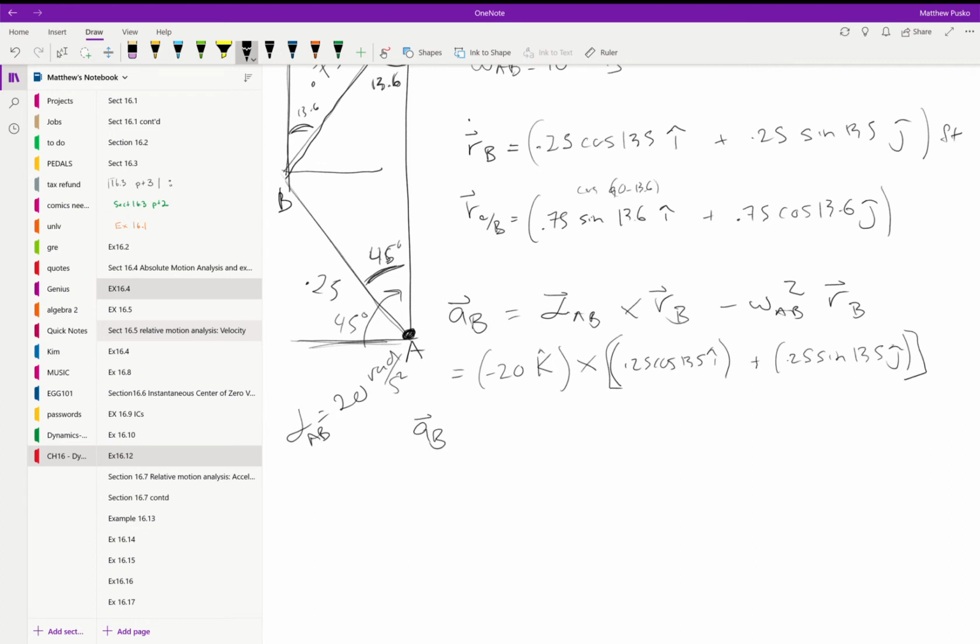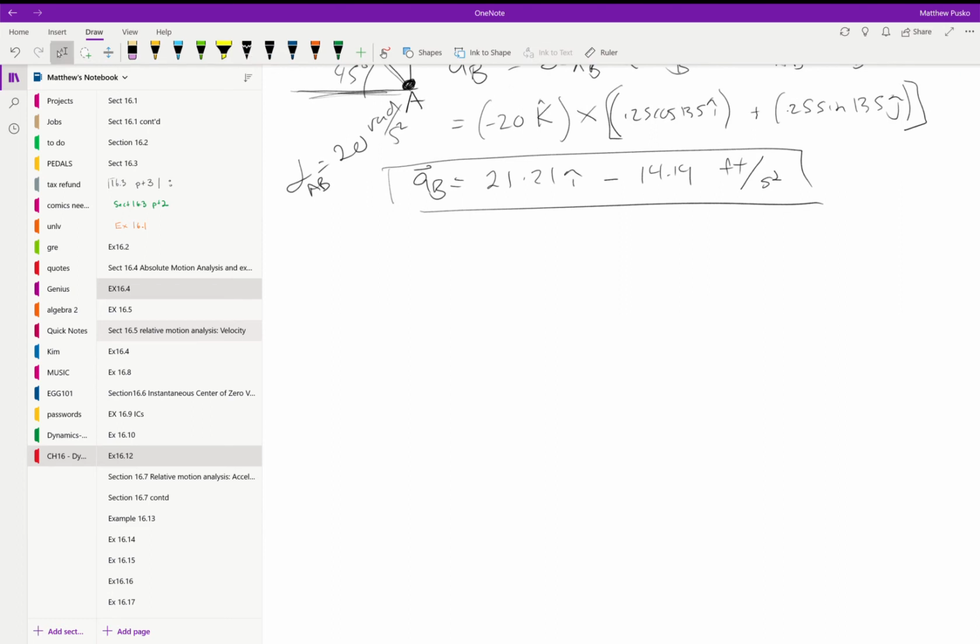Alright, doing so, we can find we have an X component of 21.21 and a Y component of negative 14.14. And it's an acceleration, so it's feet per second squared. Alright, that gives us B, but we need the acceleration of C, so let's look at what they call the connecting rod, BC.